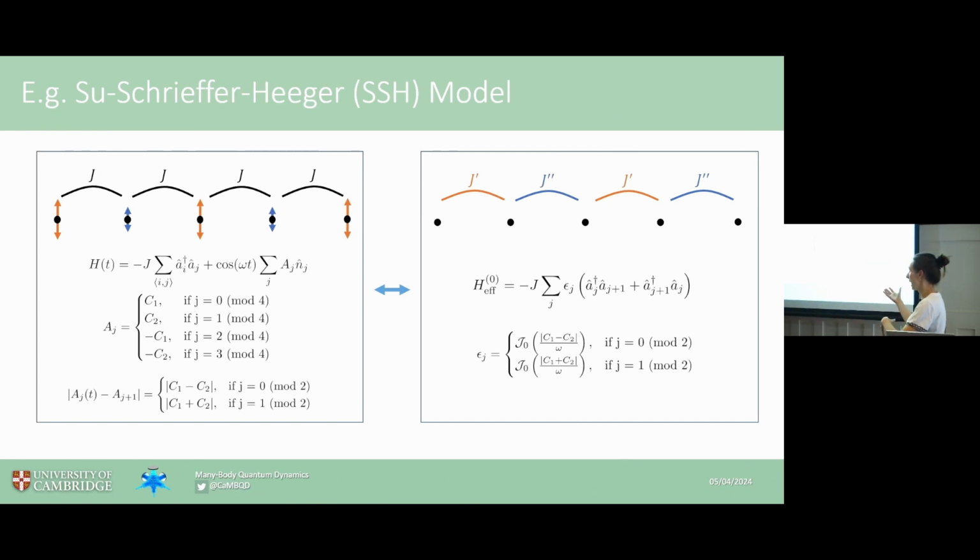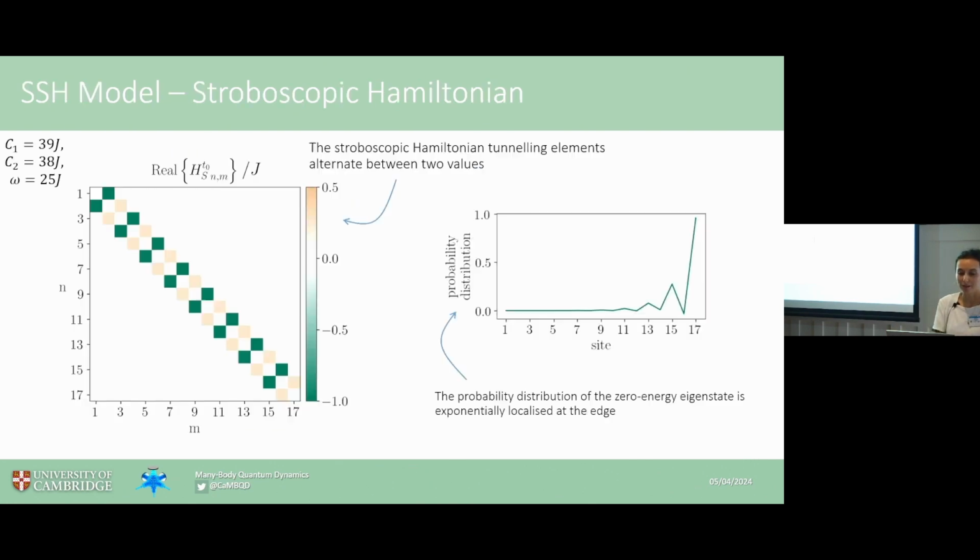And in our renormalized case, we get this effective SSH model. And we can verify we can do this by calculating this stroboscopic Hamiltonian. We can see that the tunneling alternates between two values, and we can calculate the behavior of this model and calculate things like edge states and see that they behave in the way that we expect.